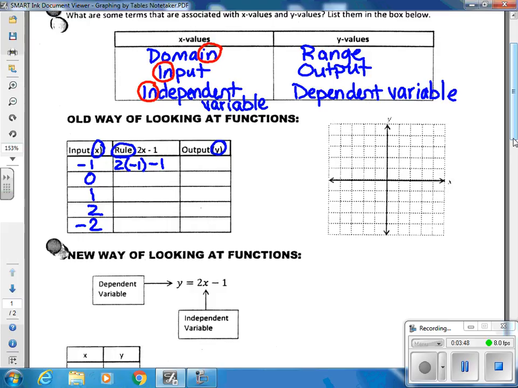Well, in order of operations, you have to multiply first. So 2 times -1 is -2. -2 minus 1 is going to produce an output of -3, right? And then go through and do all 5 numbers this way.